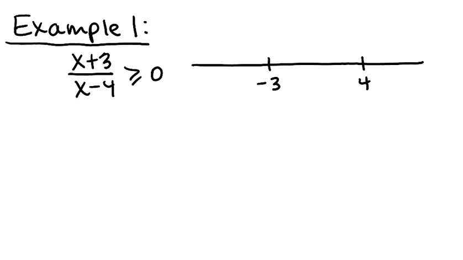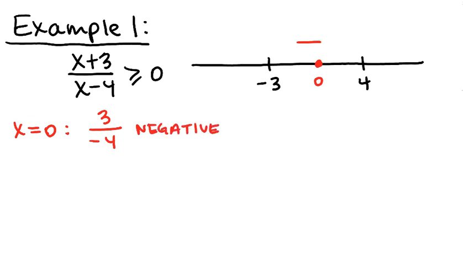Okay, so I'm going to just choose, if I can choose 0, I'm going to. All right, so I'm going to choose x equals 0. Then we've got 0 plus 3 is 3 over negative 4, and that's negative. Okay, so I'm going to put a negative there. So for all x between negative 3 and 4, that fraction is negative, and that's not what we're interested in.